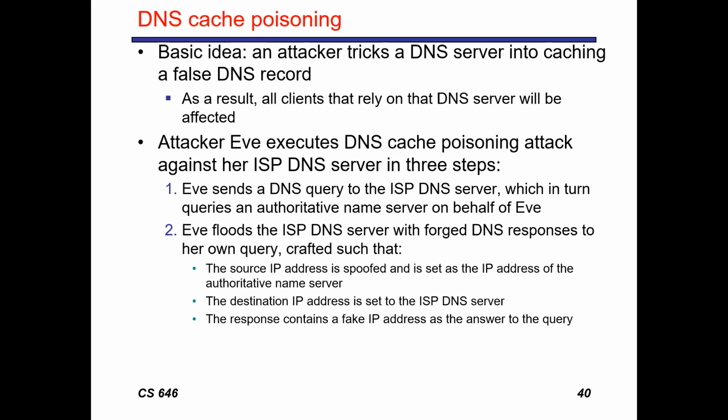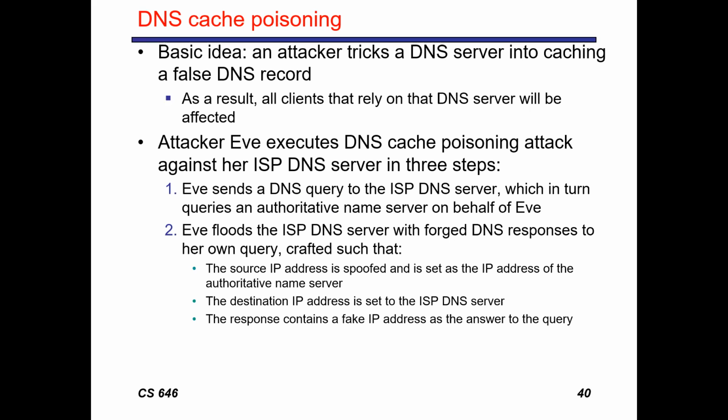So let's take an example of how the DNS cache poisoning works. Here the attacker Eve executes a DNS cache poisoning attack against her own ISP DNS server. Now, how does it work? In step number 1, Eve will send a DNS query to the ISP DNS server, which in turn will query an authoritative name server on behalf of Eve.